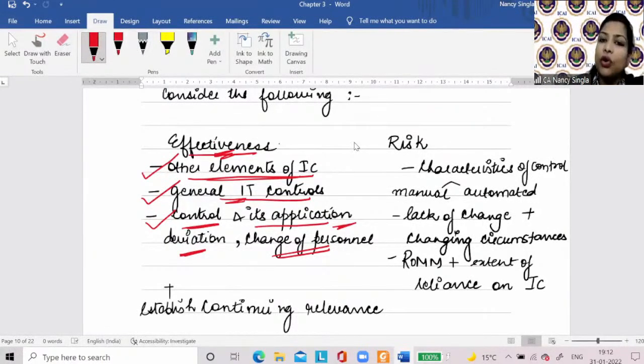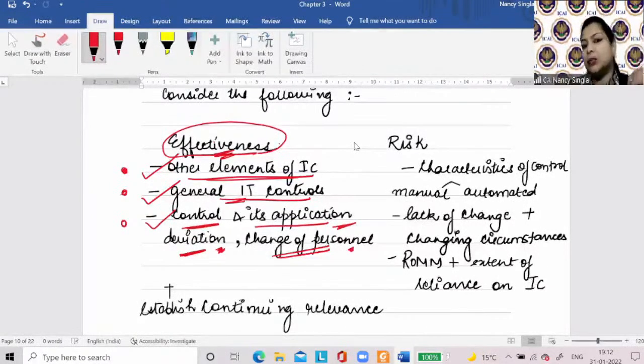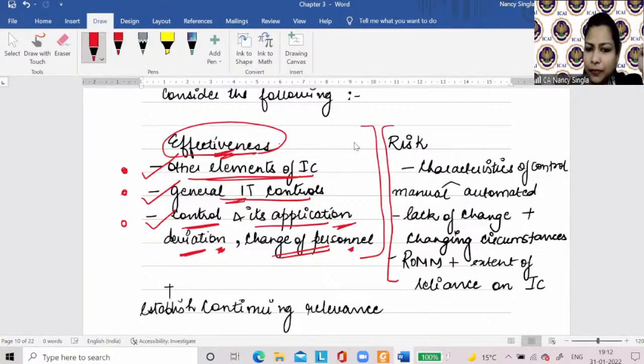Okay? So before relying on the evidence that you have obtained regarding the internal controls' operating effectiveness during your previous year audit, consider the effectiveness of 3 things, that is other elements of internal control, the general IT controls, control and its application, and if there was any deviation during the last year or if there has been a change of personnel. Okay? Auditor, understood these 3 points. Also, auditor, before relying, consider, is there any risk? What risk? With respect to characteristic of the control.